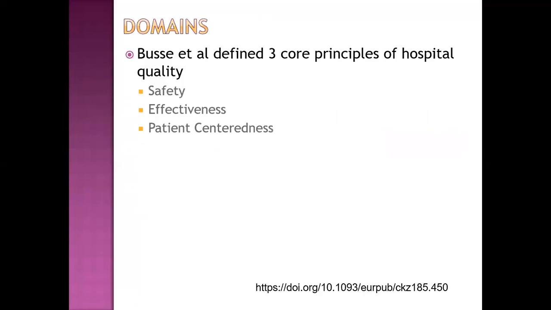Then about domains or dimensions of key performance indicators for hospital management. There are three core principles of hospital quality: safety, effectiveness, and patient-centeredness. So these are basically key dimensions. One is the safety of patients, of family members, of staff. Other is effectiveness of the hospital processes. And third is the patient-centeredness indicators or indicators describing patient experience.